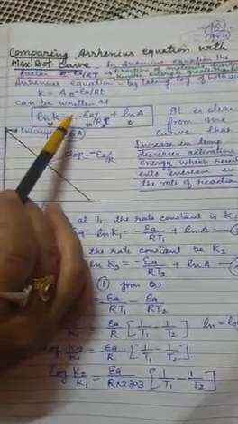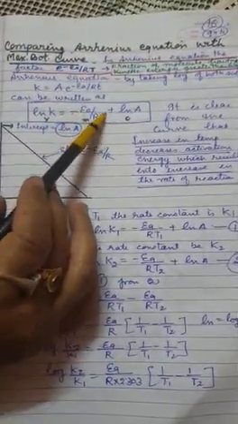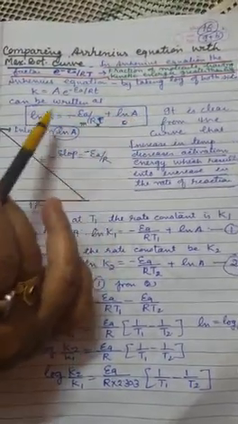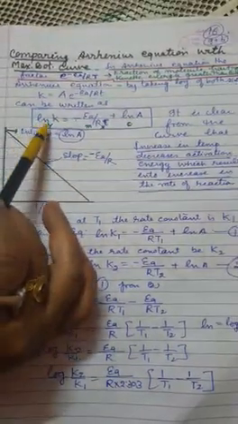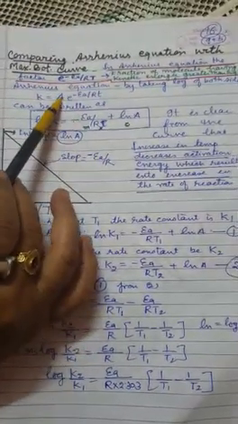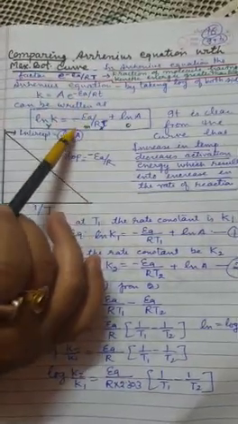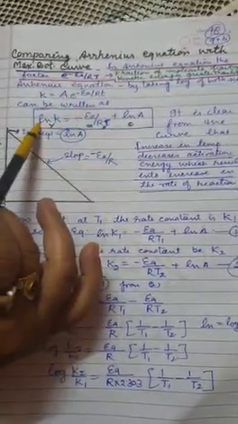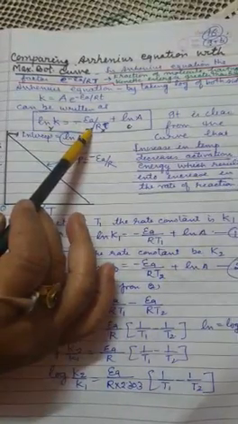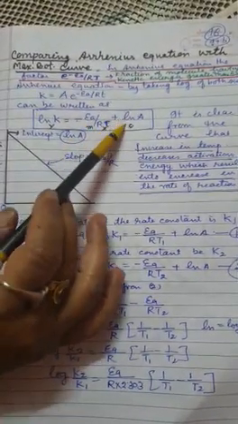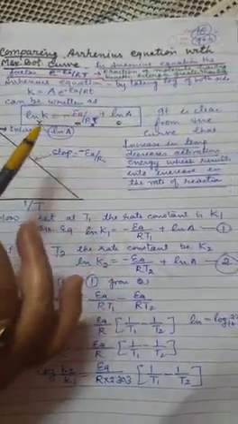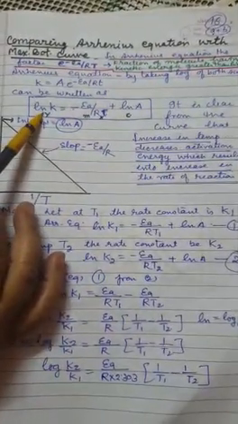ln k is equal to minus Ea upon RT plus ln A. This is a factor A and this is B. The log of A into B is written as log A plus log B. So, B is negative, so we will write it first: minus Ea upon RT plus ln A.